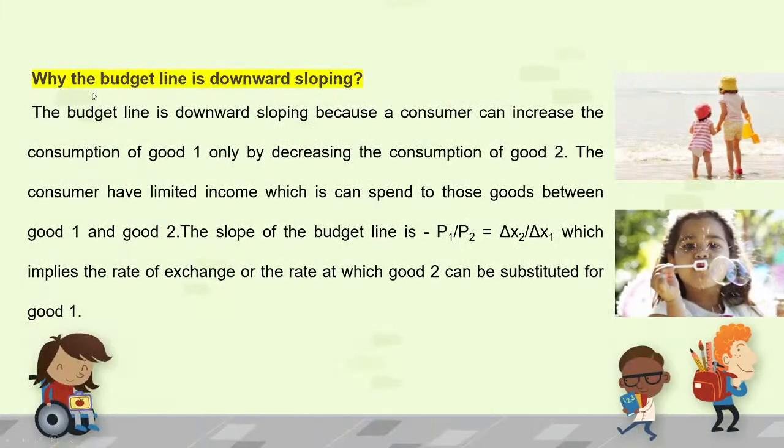The same is explained here. The budget line is downward sloping because a consumer can increase consumption of good 1 only by decreasing consumption of good 2. The consumer has limited income which can be spent on good 1 and good 2, and thus the slope is minus P1 upon P2, or delta x2 upon delta x1. Here delta shows change in the number of units or change in quantity, which implies the rate of exchange, or the rate at which good 2 can be substituted for good 1.